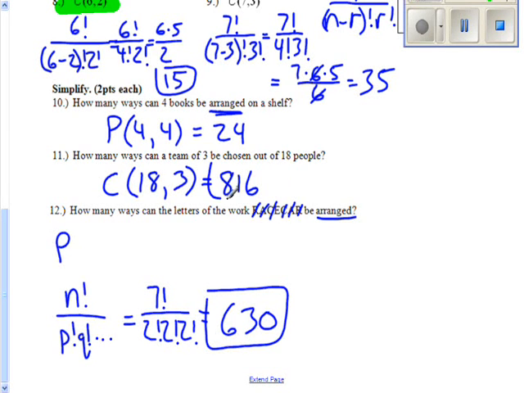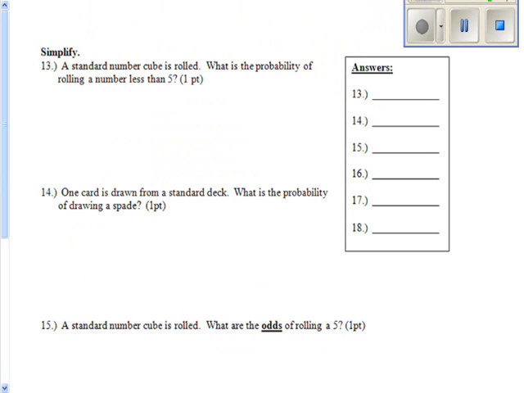Moving right along. Let's circle all my answers. All right, here we go. If I take a look at the next one here, it says a standard number cube is rolled. What is the probability of rolling a number less than 5? Well, if I think about a standard number cube, there are 6 sides on a standard number cube. 1, 2, 3, 4, 5, 6. So getting a number less than 5, that means I could get a 1, a 2, a 3, or a 4. Okay? So there's 1, 2, 3, 4 options.